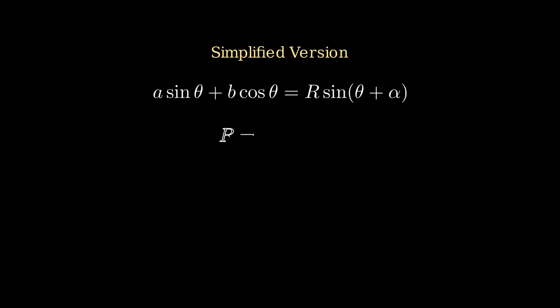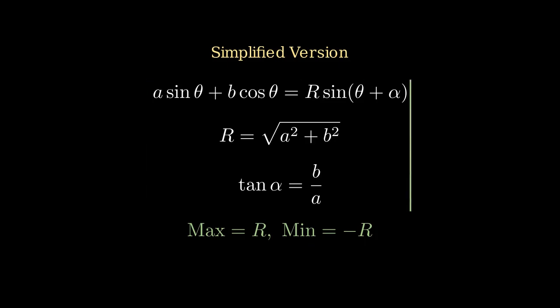Simplified version. a sin theta plus b cos theta becomes r sine of theta plus alpha. r equals the square root of a squared plus b squared. Alpha comes from tan alpha equals b divided by a. Maximum value is r, minimum value is negative r.